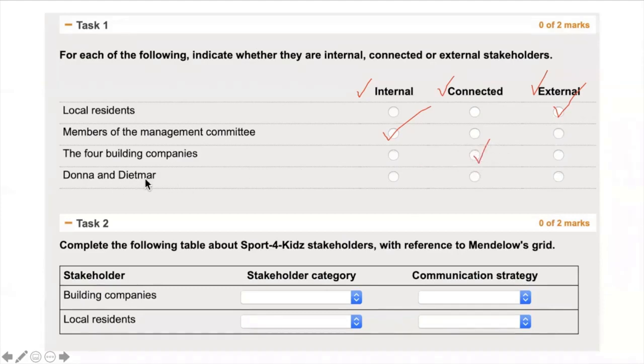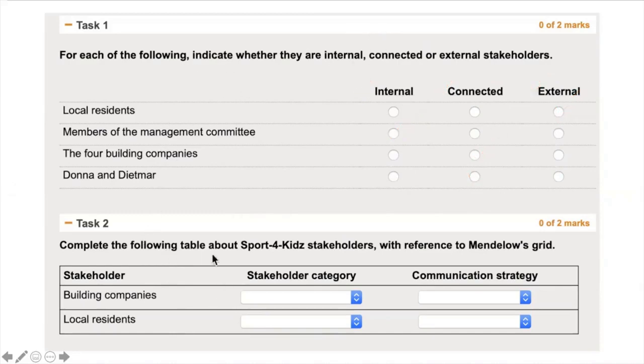And finally, Donna and Dietmar are also connected because even though they don't run Sports for Kids, they have the land and they work with Sports for Kids, so they have some sort of agreement with them, and that would be connected. So local residents external, members of management committee internal, and the 4 building companies and Donna and Dietmar would be connected. Finally, now, task number 2.